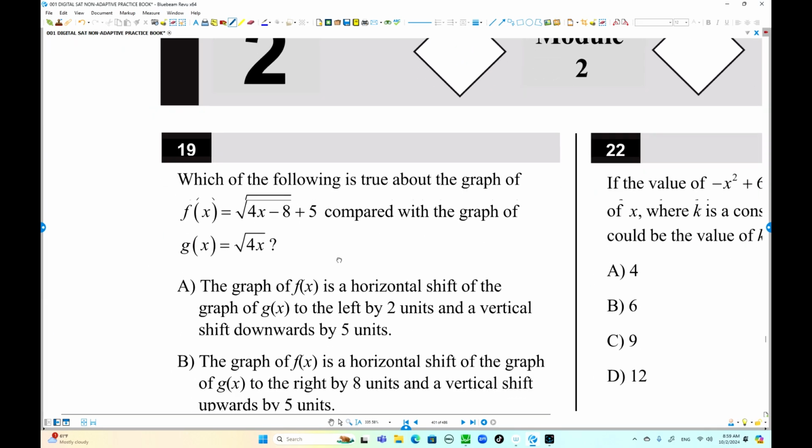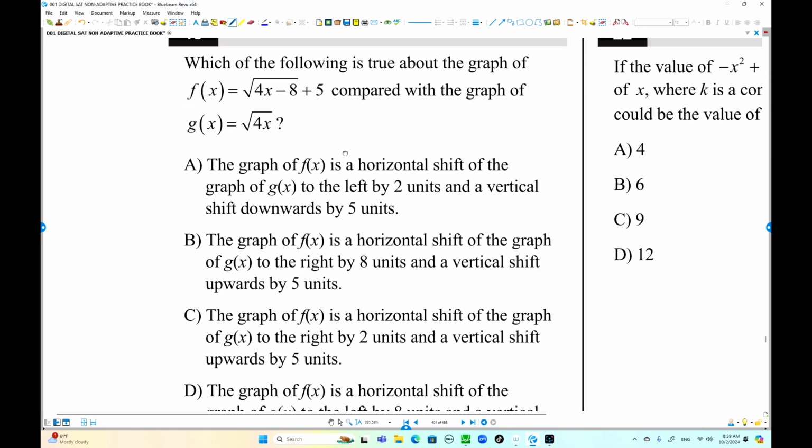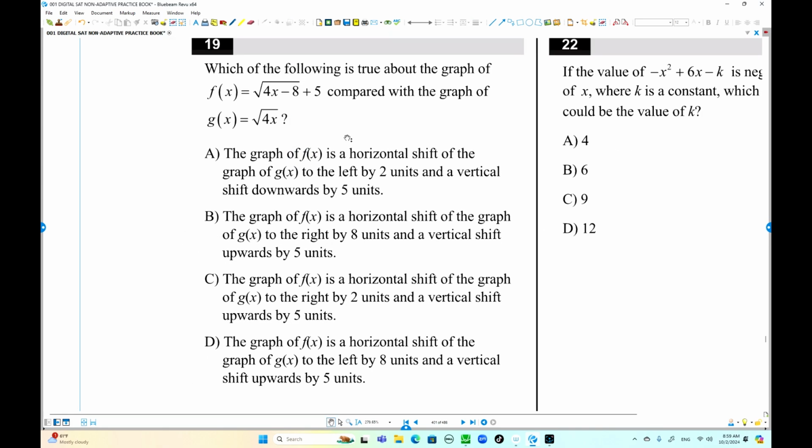Here we go, number 19. Transformation, right? Especially there is translation. Translation or move to the right, left, or move up and down. From here, what happened to the x? And what happened to the outside? This is equals to the square root of 4, x minus 2, and plus 5. We need this one, right?